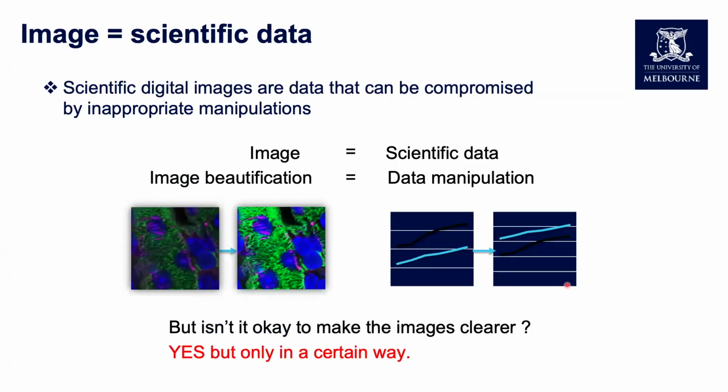Next thing to have a think about is the fact that although we're creating an image, we're still creating scientific data. Essentially, it's an Excel spreadsheet with intensity values. We just see it as an image. So we have to be very careful about any modifications that we're making. If we're trying to make the image more beautiful, we have to think of that as data manipulation. So what are we allowed to do and what shouldn't we be doing? That's what I'm going to cover over the next few slides.